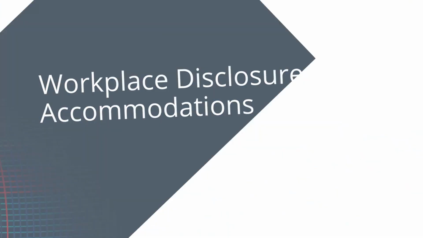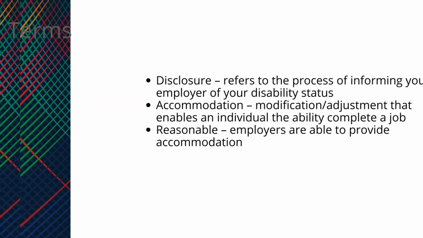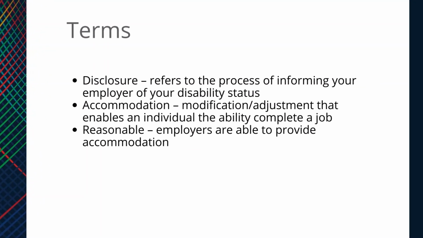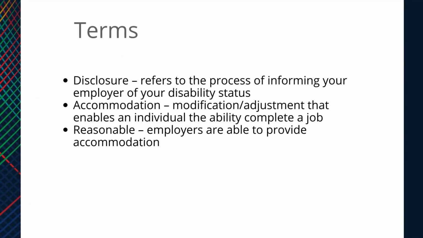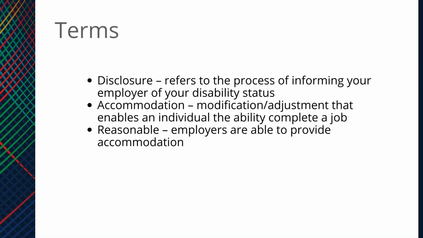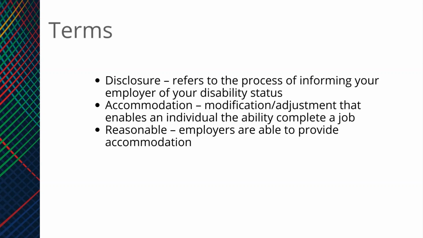Sometimes it may become necessary for you to disclose some type of disability and request an accommodation. Couple of key terms. Disclosure is when you're informing your employer of a disability status. An accommodation is a modification or adjustment that allows you to complete the job. And reasonable means that this is something that employers are able to provide.